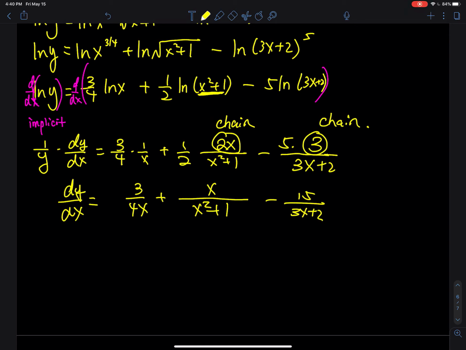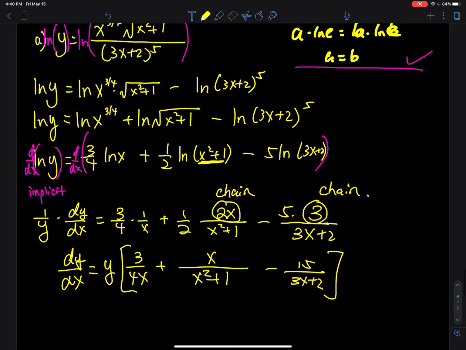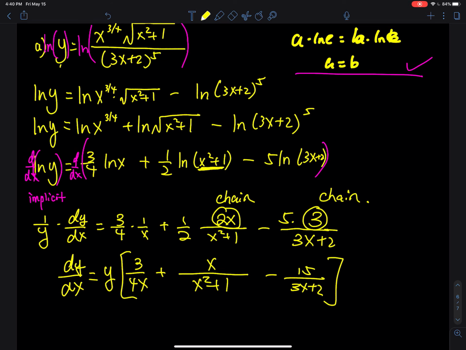How do we handle the y? Just move the y to the right hand side. So we have the whole thing multiplied by y. So dy dx is equal to that, but we are not done. I don't want to leave the y in there. What is y equal to? y is just equal to the given problem right here.